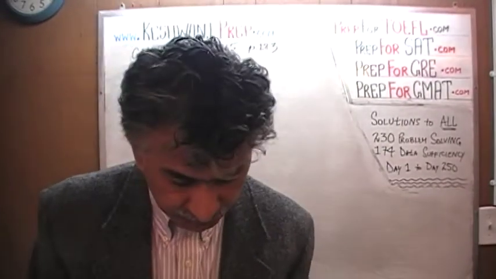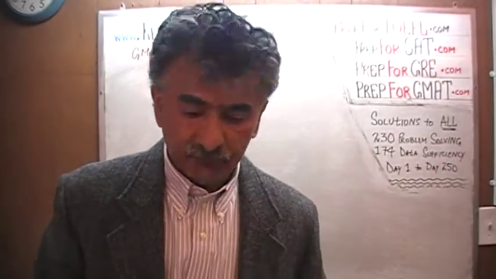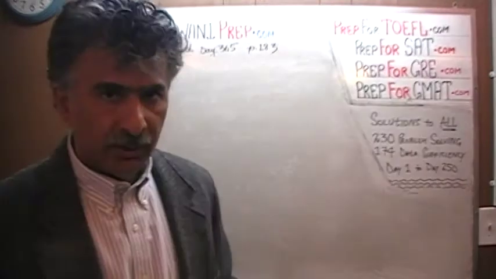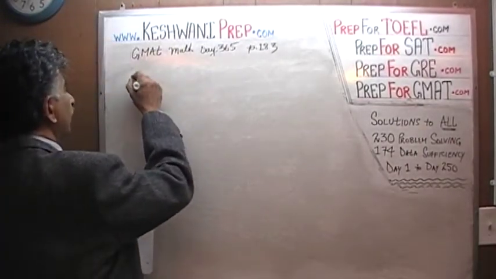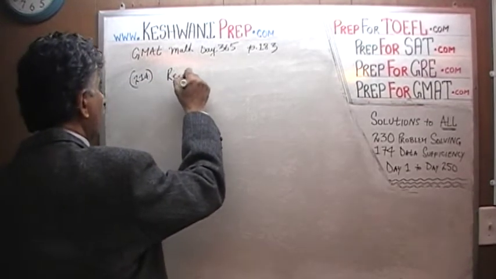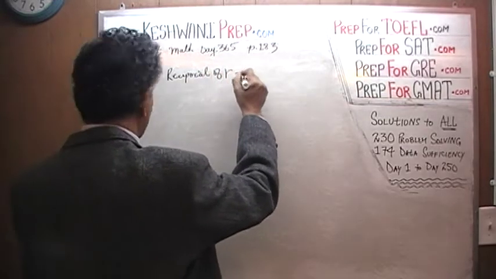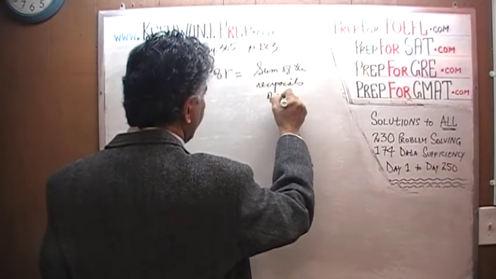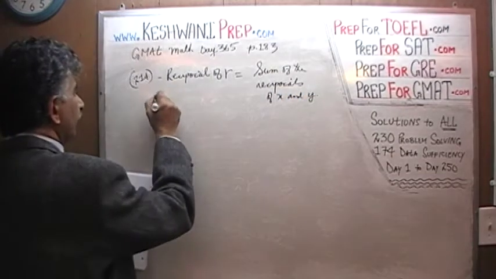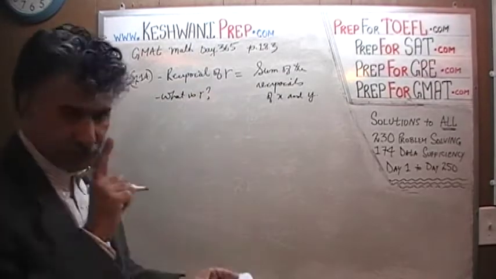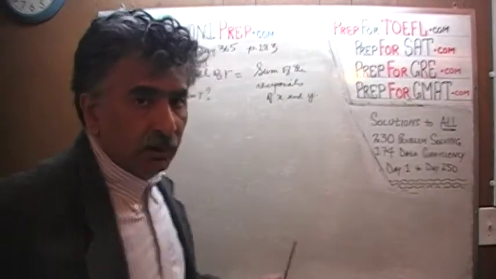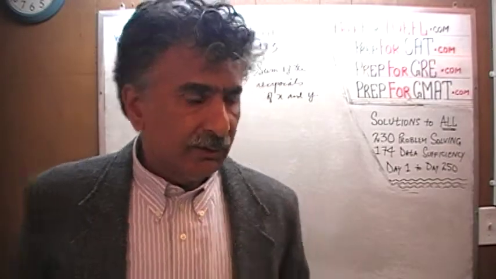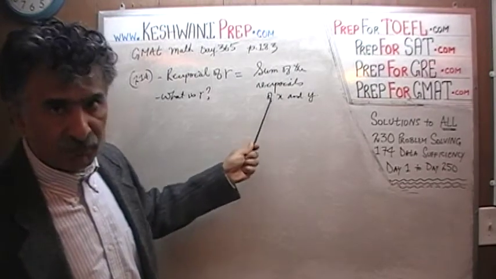Page 183, the very first problem that you see there on page 183, problem number 214. It goes on for a while, but all that they're asking here in 214 is this: we are told that the reciprocal of R equals the sum of the reciprocals of X and Y. And the question simply is, what is R? If the reciprocal of R happens to equal the sum of the reciprocals of X and Y, then how much is R?